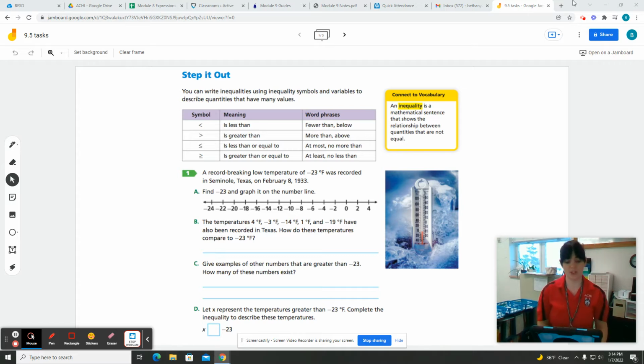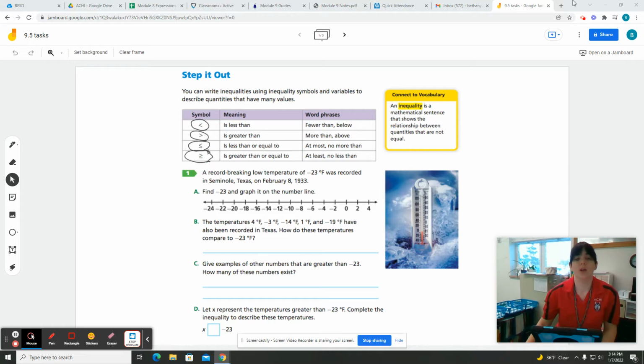Okay, and we have symbols that show that, right? Just like this one. This one is less than. This one is greater than. This one is less than or equal to. That little line underneath is kind of like a half equal sign. And then this one is greater than or equal to.